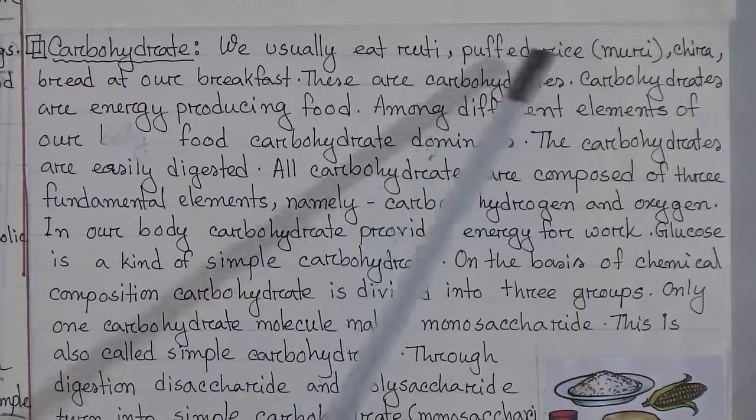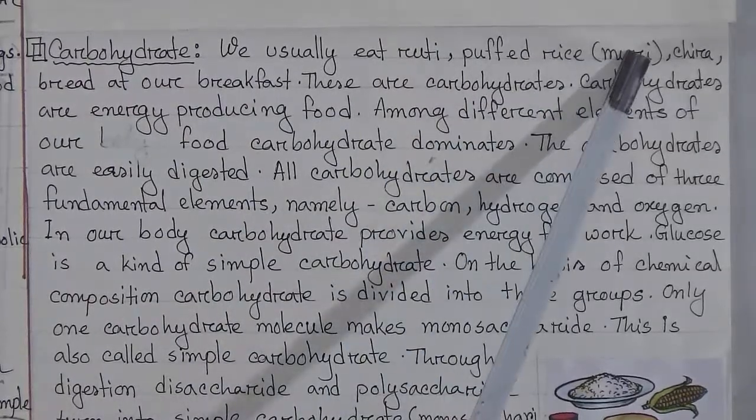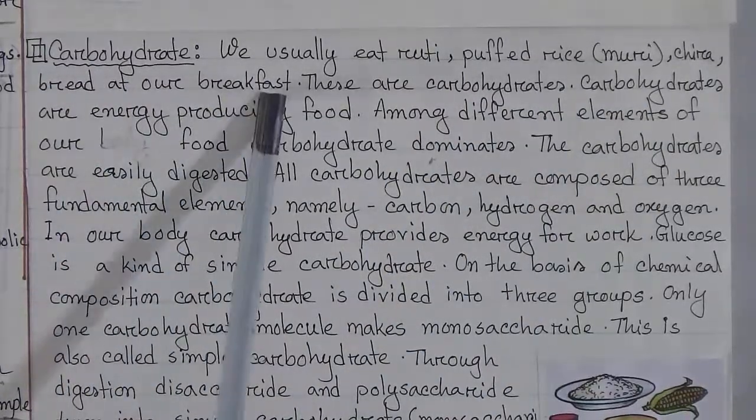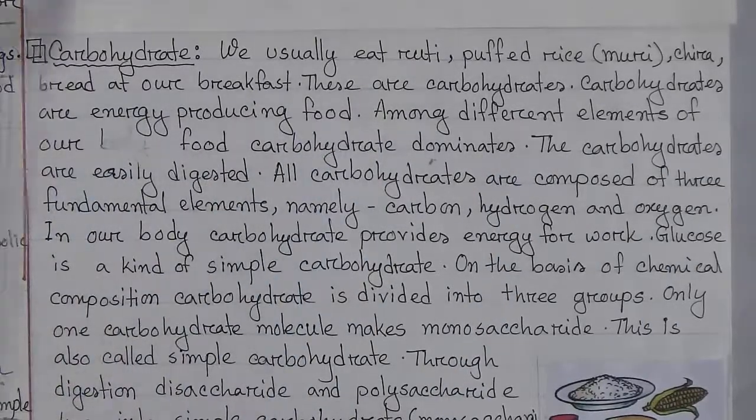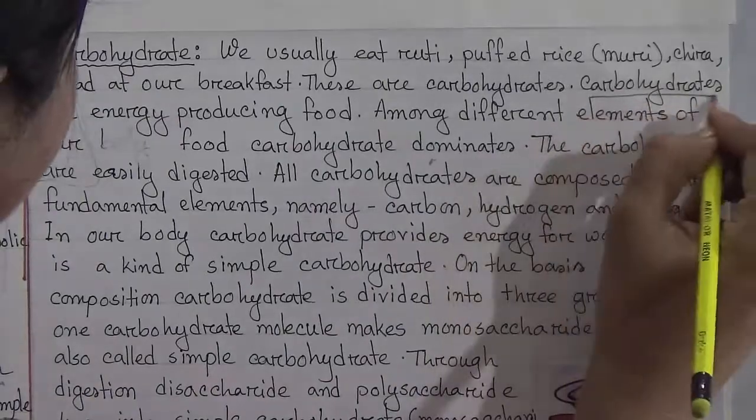We usually eat roti, puffed rice, that means muri, chira, bread at our breakfast. These are carbohydrates. Carbohydrates are energy producing food. Underline this line.